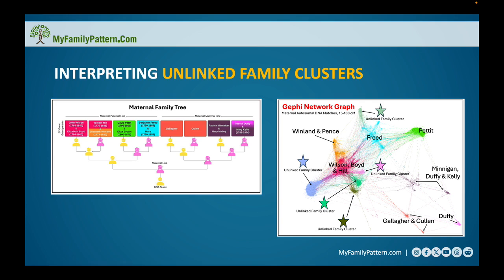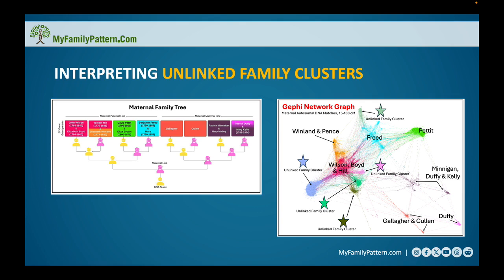And again, the ones that are his Irish cluster, the Gallaghers, the Cullen, the Duffys, the Minnigans, and the Kellys, you see how they're further removed. They immigrated to the U.S. in the mid to late 1800s, whereas all the other clusters on the other side, the Pettits, the Freed, the Hill, Boyd, Wilson, Winland, and Pence, they're all here in the 1600s and 1700s, predominantly in Pennsylvania.